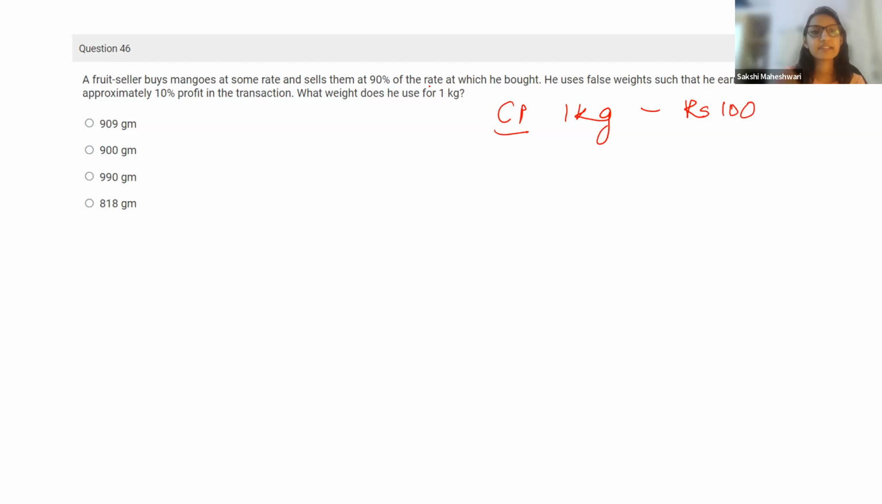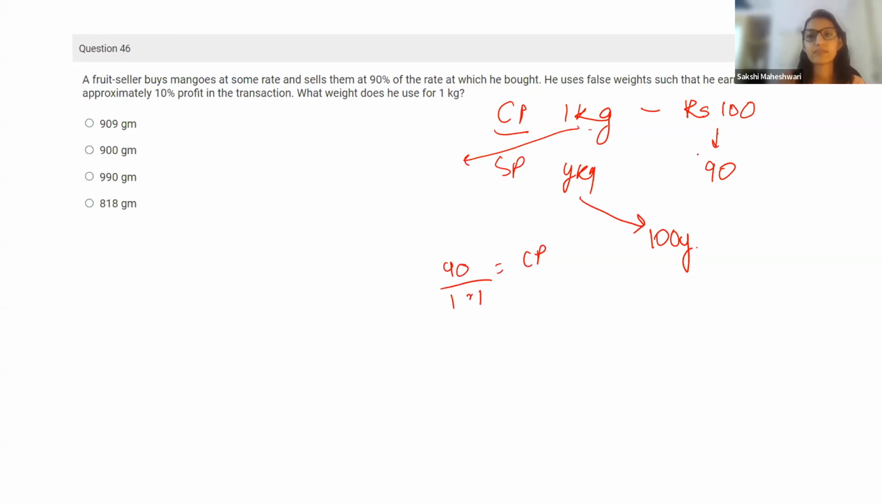See, this looks like an easy question. It's mentioned that he sells at 90%, so this will become 90 rupees. Now he uses false weights. For example, he uses Y weight, like he sells Y kgs. Okay, in place of 1 kg, he sells Y kg. Okay, and he approximately earns 10% profit. So that means this is 1.1. What will be the CP for this? 100Y. Okay, so this is 90 divided by 1.1. This should be the CP since it's 10% profit, or 100Y into 1.1 equals 90.